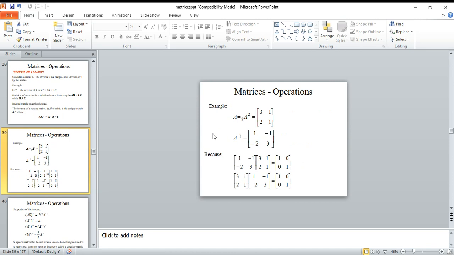Example: A is a 2 by 2 matrix, that is a square matrix. The elements are 3, 1, 2, 1. A inverse is simple: interchange the diagonal elements and change the sign of the other elements. Here 3, 1 are the diagonal elements. Interchanging them gives 1, 3, and changing the sign of the other elements gives minus 1, minus 2. This is the A inverse.